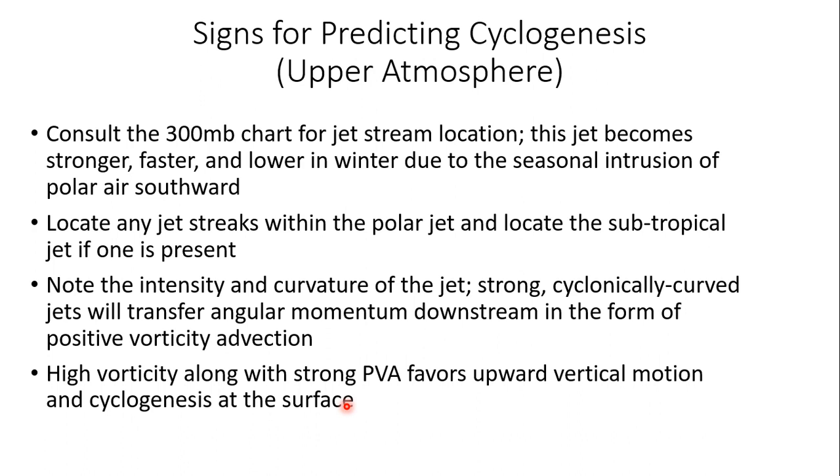Strong cyclonically curved wind flow associated with those jet streams will transfer angular momentum downstream in the form of positive vorticity advection. So that's going to be a more tightly curved and intense jet. When I say intense, I'm talking about very fast and strong wind speeds in a cyclonically curved jet. That's going to transfer that momentum downward, and that is going to increase your positive vorticity values. High vorticity along with strong PVA is a magical combination that favors upward vertical motion and cyclogenesis, low pressure system development, or intensification of an existing surface cyclone.